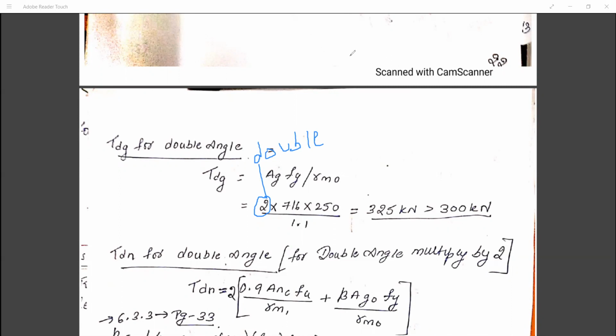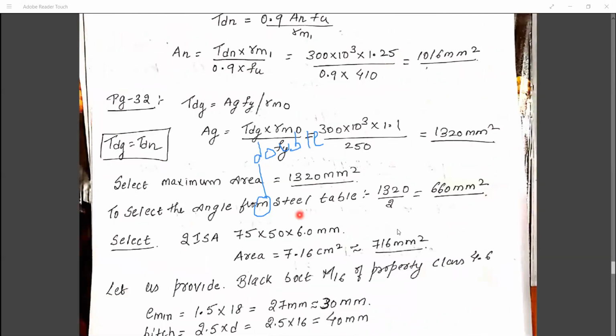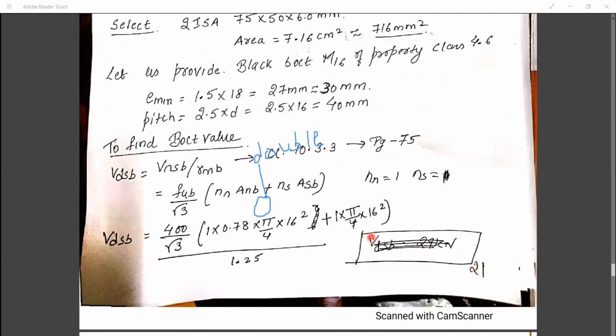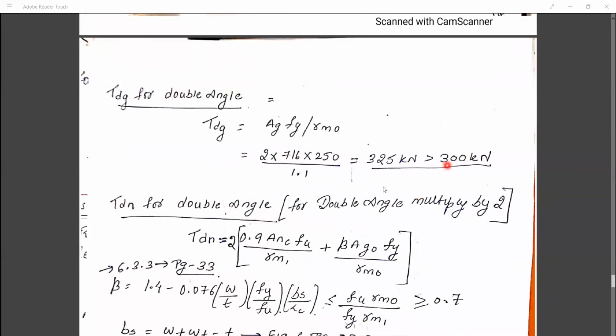How 716 I got? 716 I have got from this area. See this one, 716 mm square. So that is why this double angle comes into the place. So divided by 1.1, you'll get 325 kilonewton, which is more than our factored load, 300 kilonewton. This is safe. 300 kilonewton is already given in question.